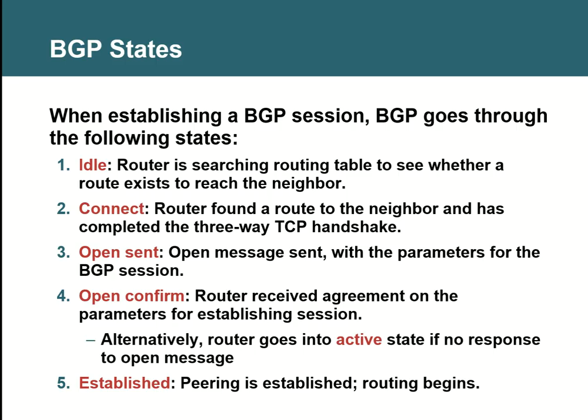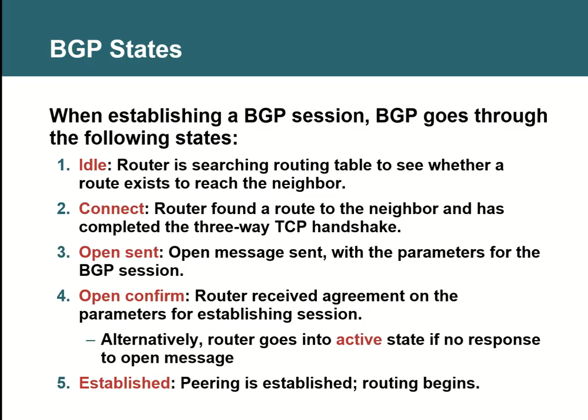If the route is not there, again it will go to active state. Active state is not mentioned here, but that is actually type 0, state 0, I can say. So once the route is discovered, it will try to perform a three-way handshake with that neighbor by putting port number 179 as destination. It will try to negotiate, it will try to form the three-way handshake.